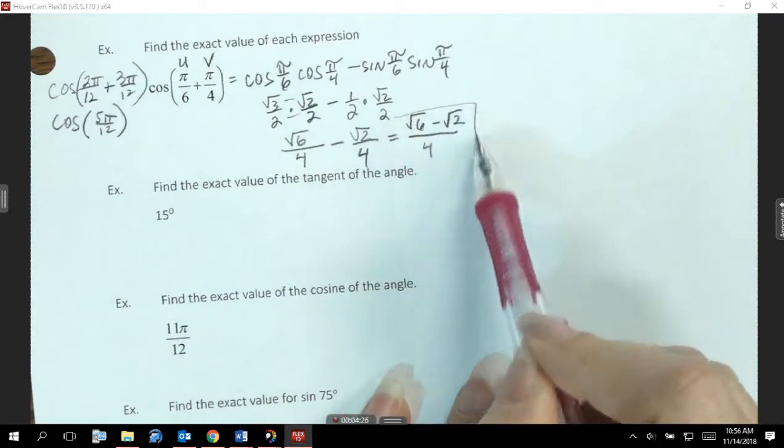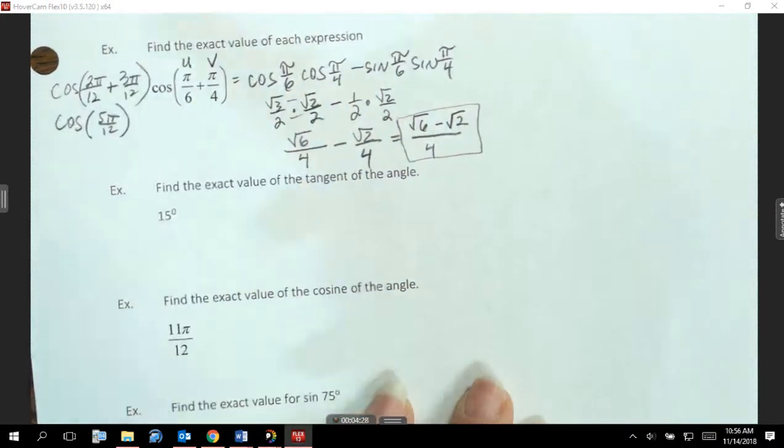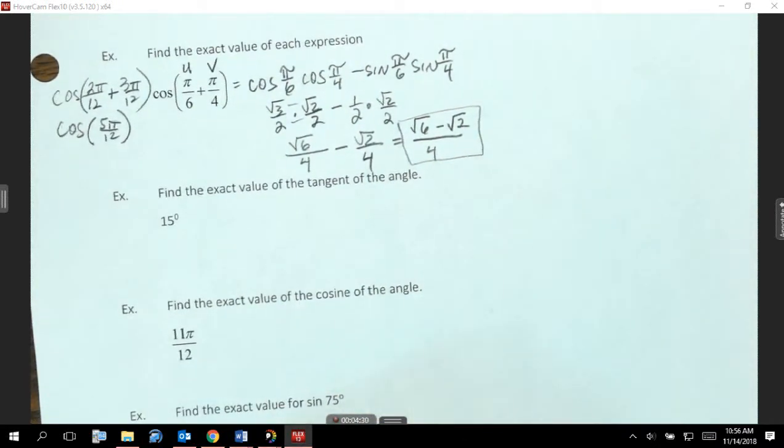Now, how do we know that that really is the answer for cosine of pi over 6 plus pi over 4? Checking it is an excellent thing to do. How? Let's all take out our calculator.